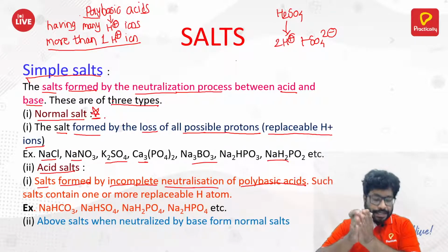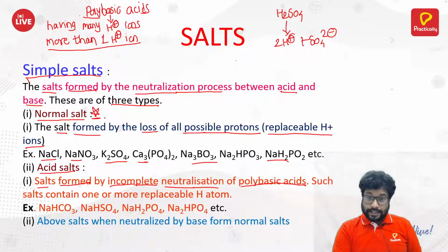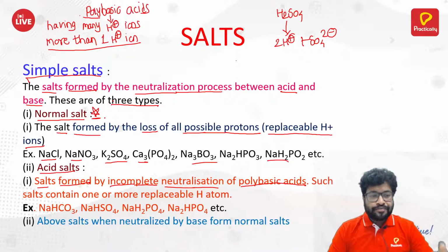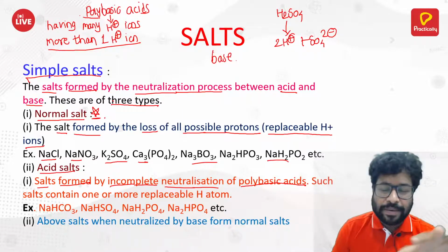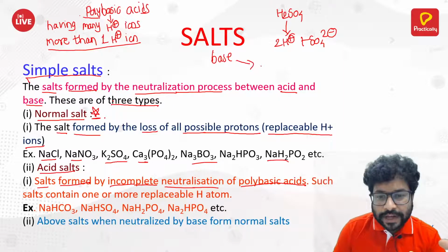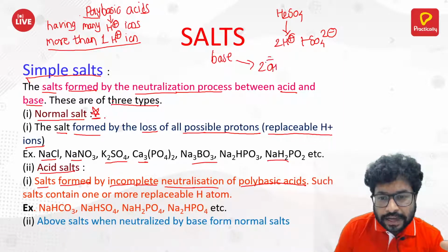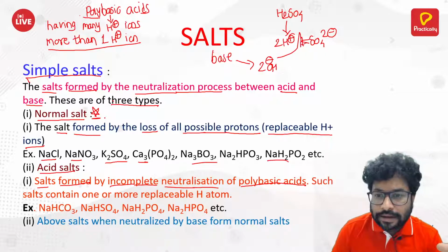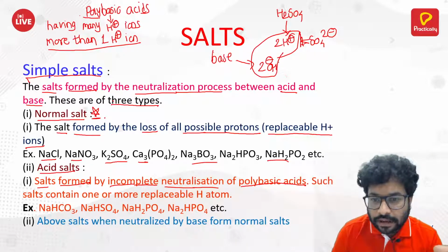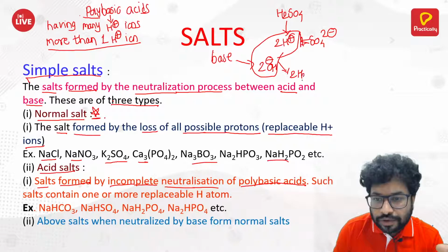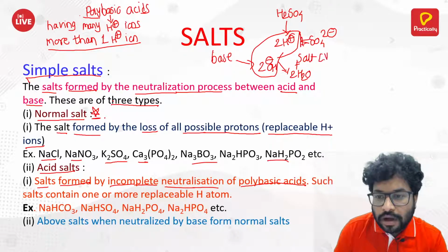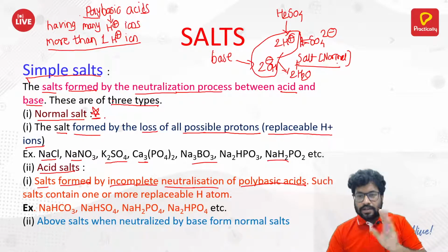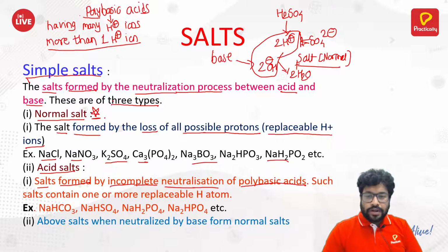Now what is the difference between the normal salt and the acidic salt? Let me tell you this. The normal salt, what happens? Your base will come from here. Whatever base it is, this base will give you 2 OH minus ions, and it will take both these protons together to give you 2H2O, and whatever salt you get will be your normal salt. That is what the normal salt is all about.